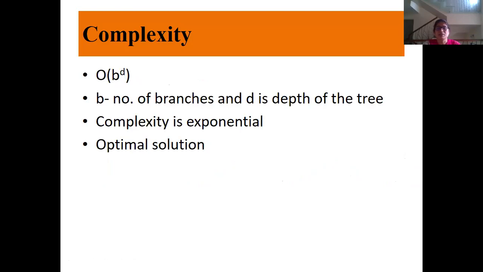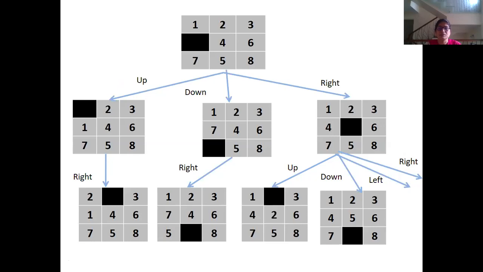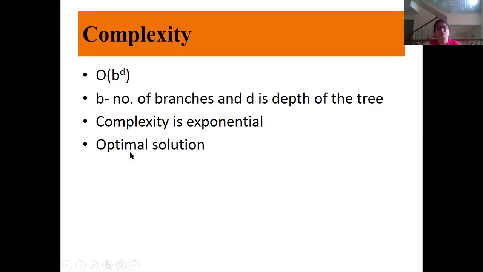So complexity is exponential. Why exponential? You are expanding at each level and then you are going to the depth till you get the solution. So the whole search space is considered to reach the solution. So the complexity is exponential. But what is the advantage? You get the optimal solution. Is it fine? State space search.